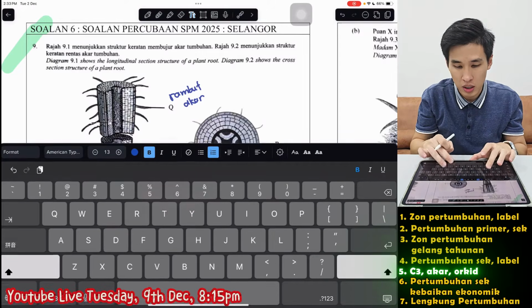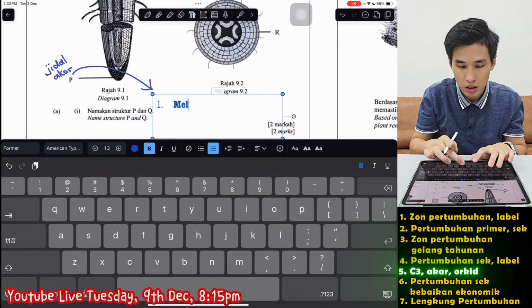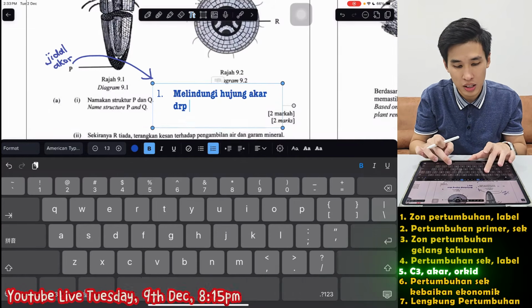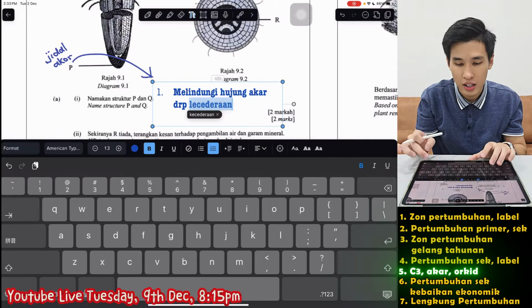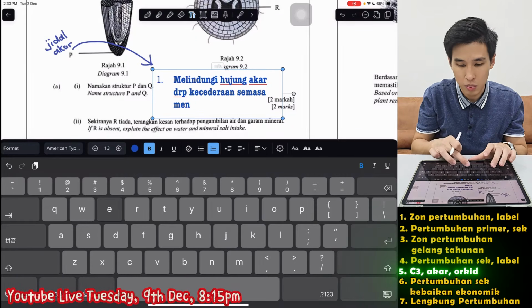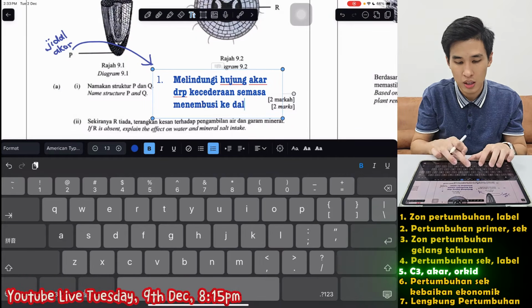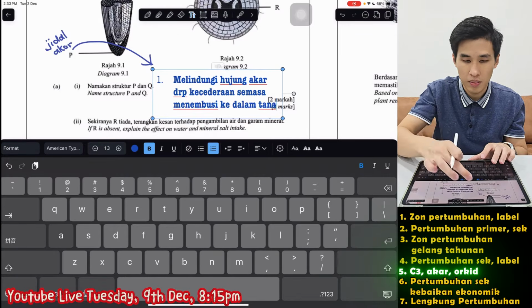So it's to melindungi hujung akar daripada kecederaan menembusi ke dalam tanah. Next question.